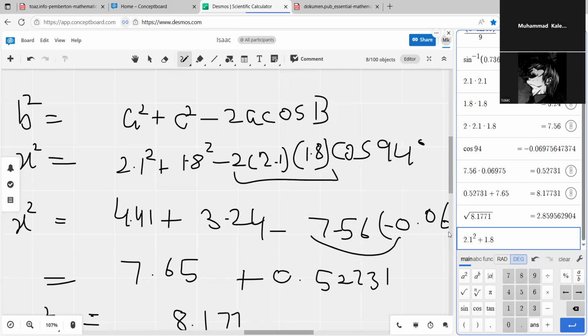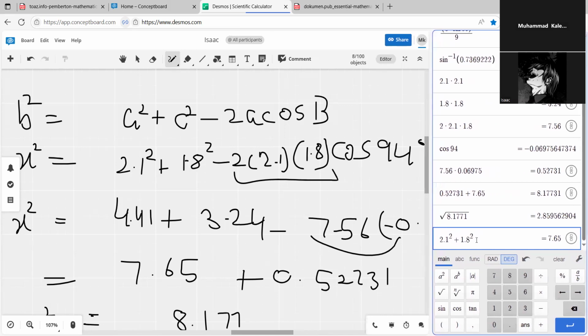What is that? It says cos. Just write as it is. Cos, look, 94. I'm writing... Oh, yeah, yeah, I see. Negative 2 times 2.1. If you want to put the bracket, you can put bracket 1.8 and then write cos 94.